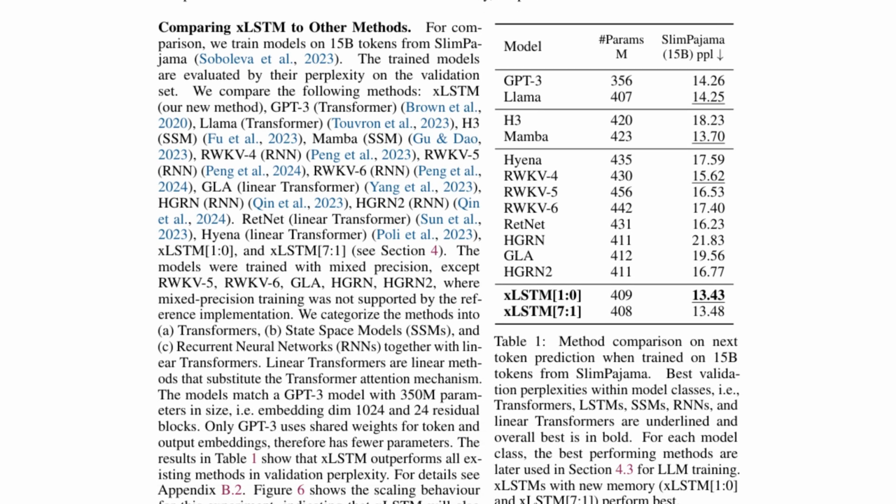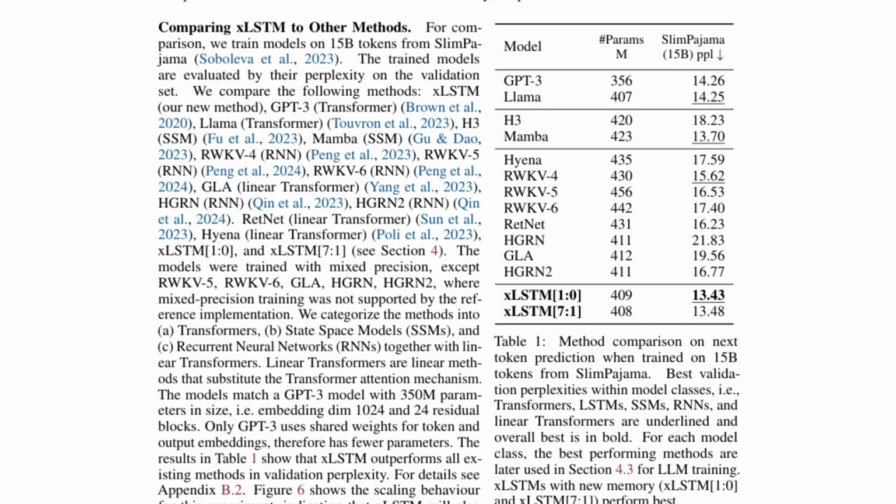Table 1. Method comparison on next token prediction when trained on 15B tokens from SlimPajama. Best validation perplexities within model classes, i.e. transformers, LSTMs, SSMs, RNNs, and linear transformers are underlined, and overall best is in bold. For each model class, the best performing methods are later used in section 4.3 for LLM training. xLSTMs with new memory, xLSTM[1:0] and xLSTM[7:1], perform best.